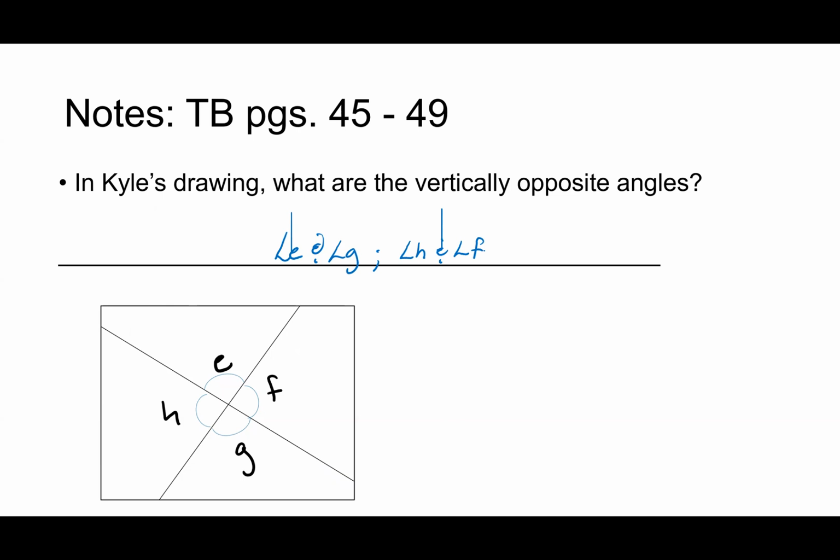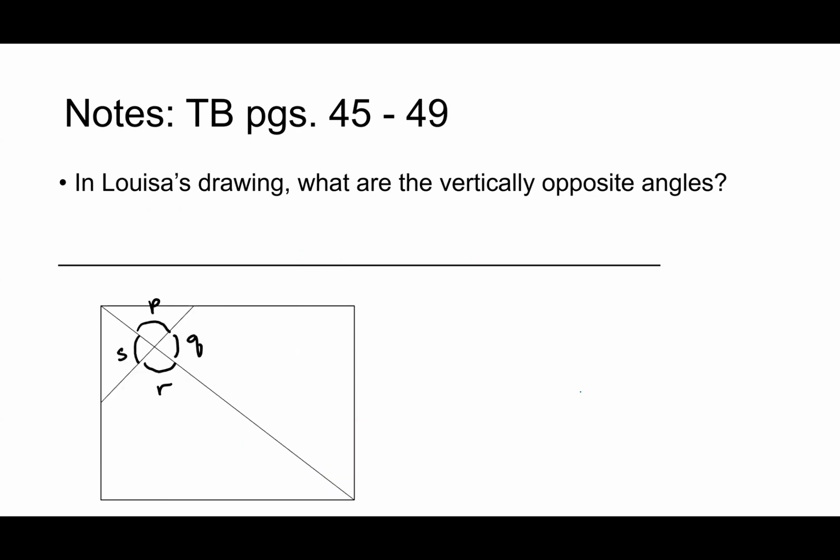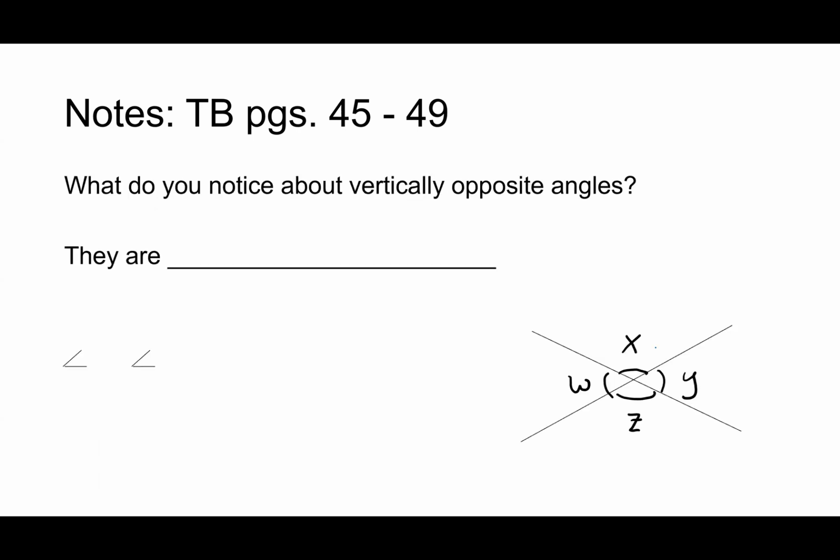In Luisa's drawing, what are the vertically opposite angles? Ashley? Angles S and Q. Good. What else? Gabby? Yep. Angles P and angle R. Good. So anytime you have vertically opposite angles, they are equal. So on your next slide, that's what we're going to write there. They are equal.